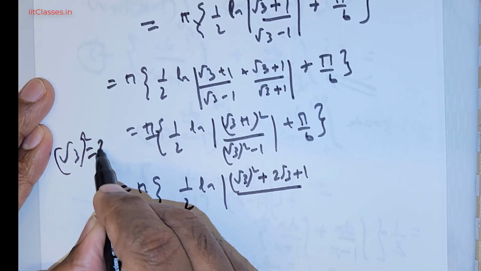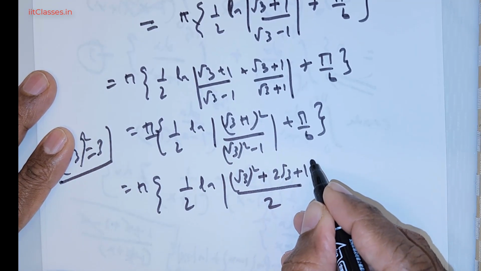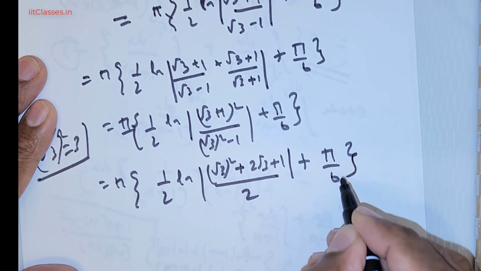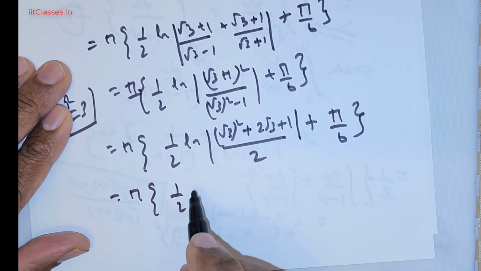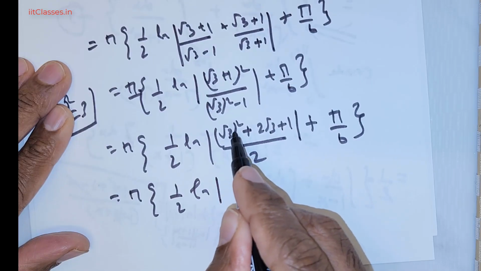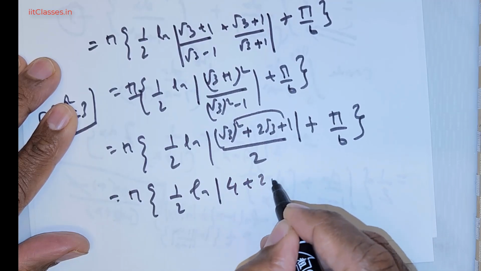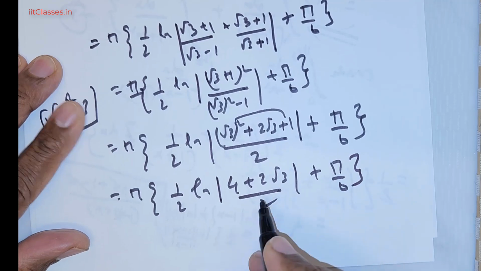Root of 3 squared is going to give me 3. So 3 minus 1, that's going to be 2. So this is what we are having, followed by positive 1 over pi over 6. So it's going to be pi times 1 over 2 times the ln; root of 3 squared is going to be 3, 3 added with 1 is going to be 4, 4 positive 2 times the root of 3 divided by 2 positive pi over 6.